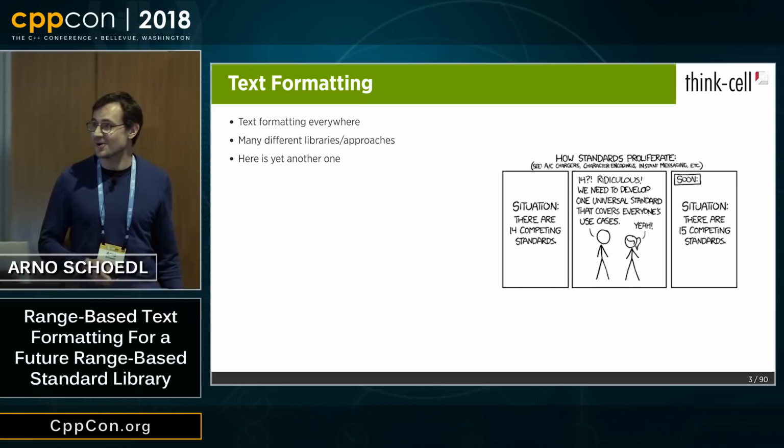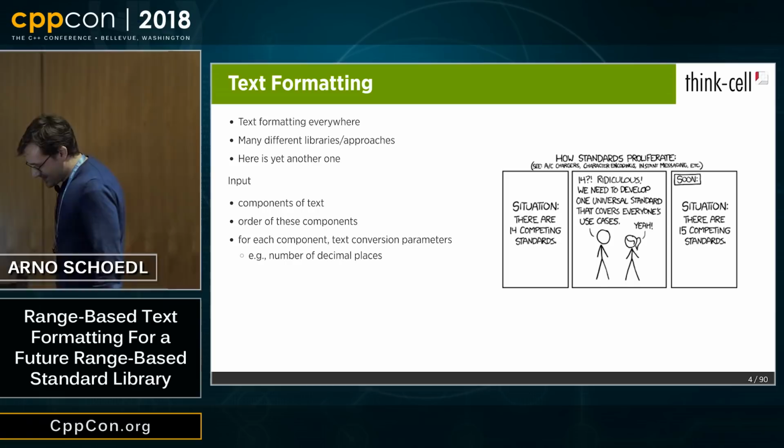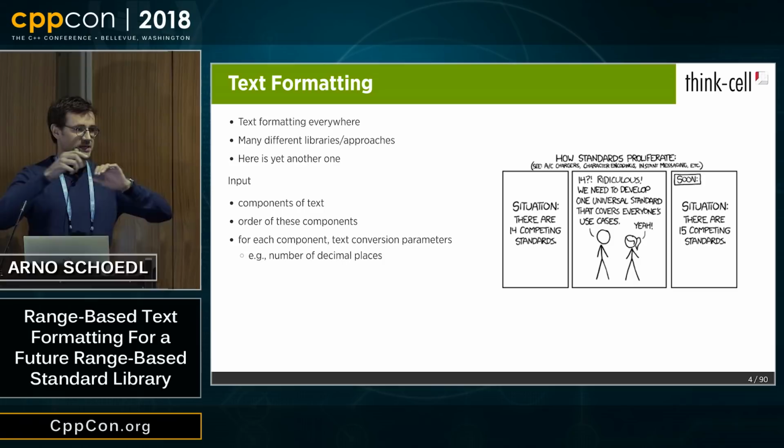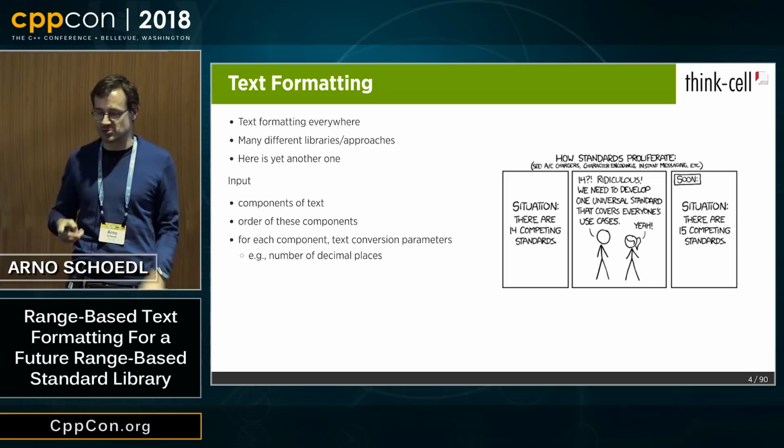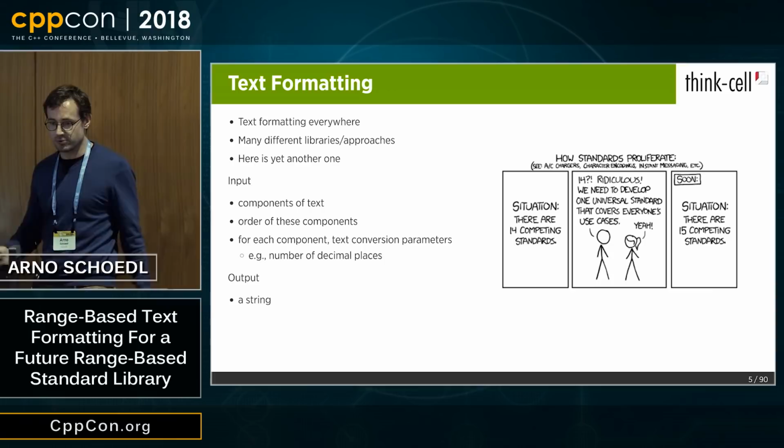Okay, so what is text formatting? You have a bunch of components that you want to build a string out of, with their positions, and some of these components may not already be strings, they may be data, and you have some parameters that control how they are converted into strings, and they're all being formatted, put together, and the output is a string. Okay, now, pretty simple.